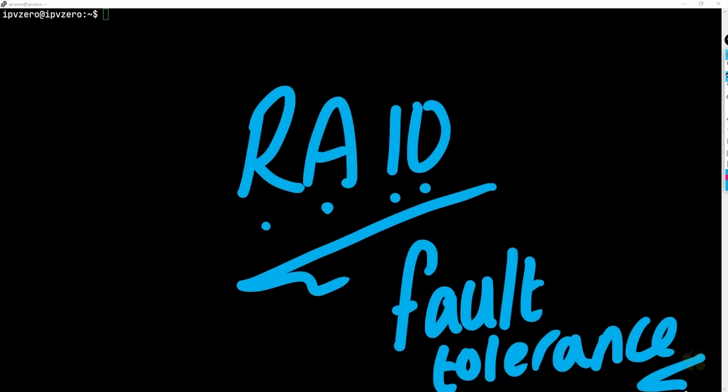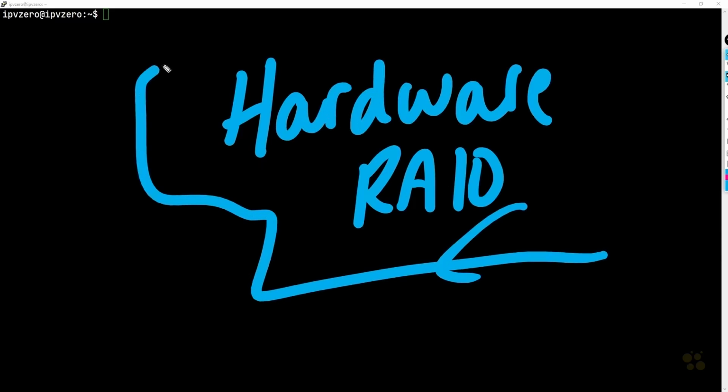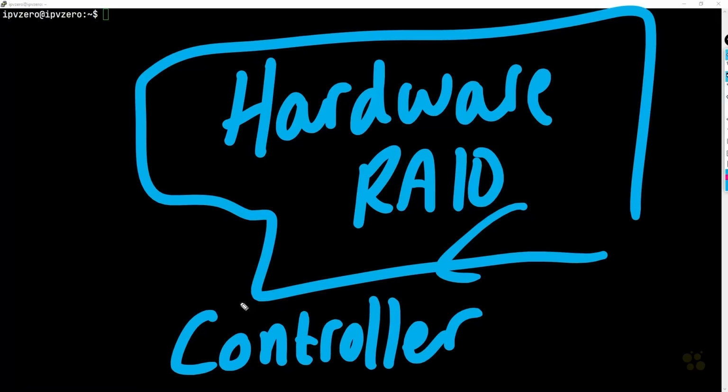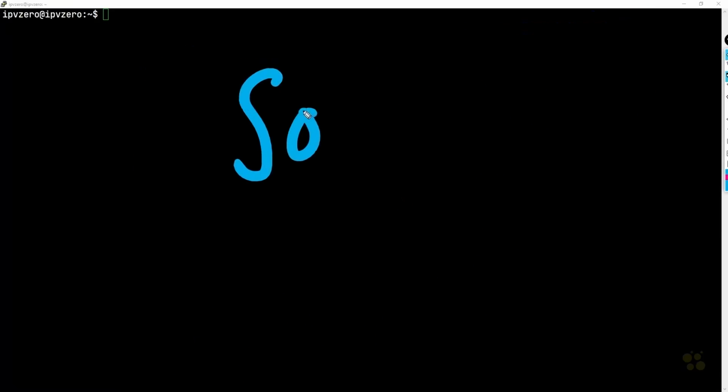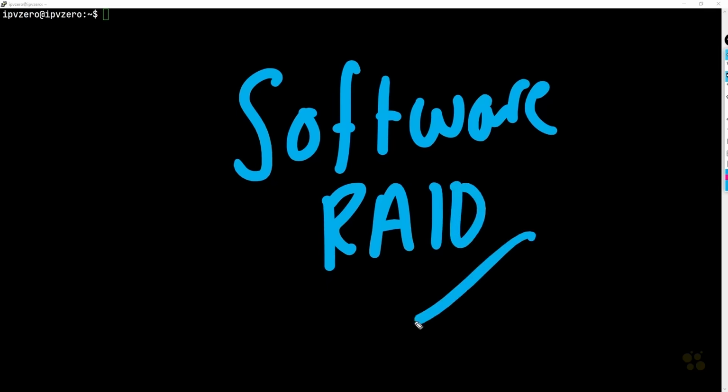Now, two big concepts we really want to have distinguished right here. We have the ability to invoke hardware RAID, and when we're talking about hardware RAID, this is controlled by a hardware controller. And when we're talking about hardware RAID, this is also going to be a more expensive implementation. Now, alternatively, we have the option to invoke what is called software RAID, and this is really what we're going to be primarily focused on.